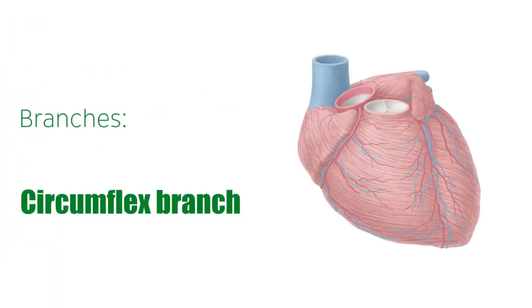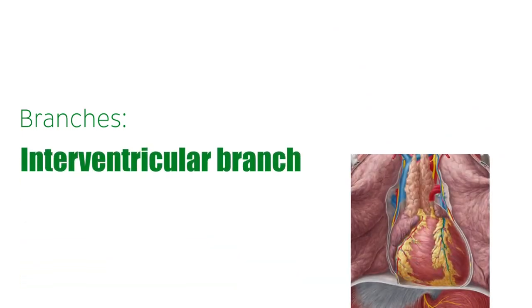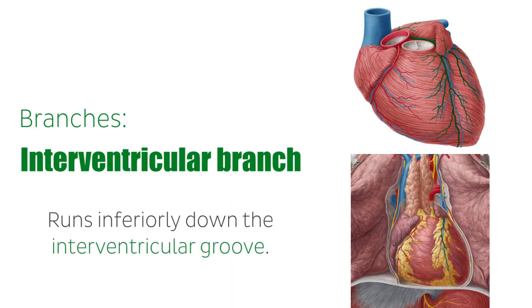Its two main branches consist of the circumflex branch that supplies the posterior surface of the heart by running on its left side within the atrioventricular groove, and the anterior interventricular branch, which runs inferiorly down the interventricular groove to the cardiac apex, where it anastomoses with the posterior interventricular artery.